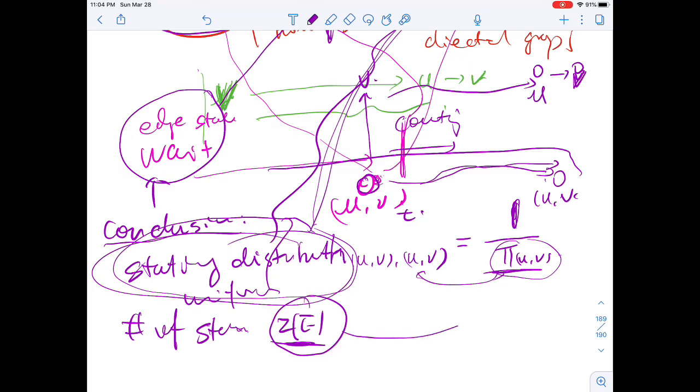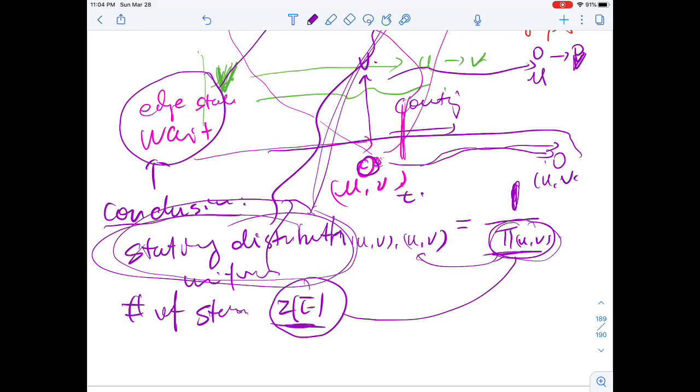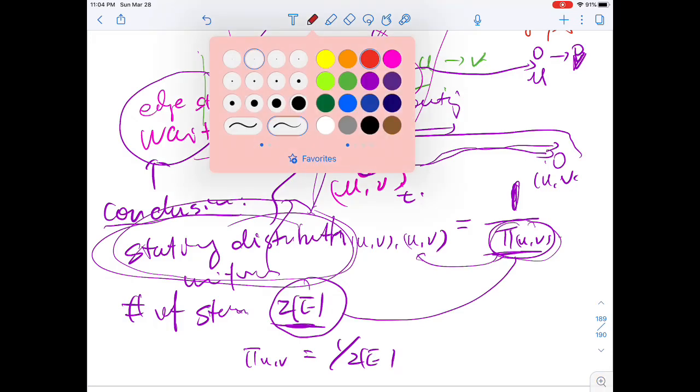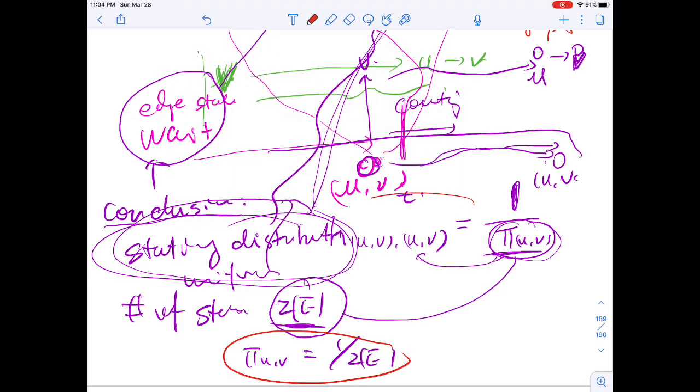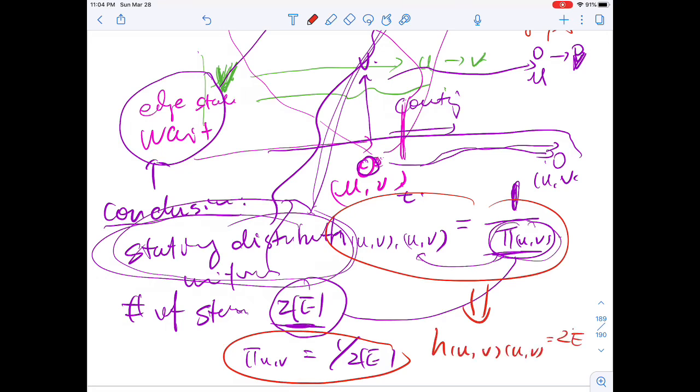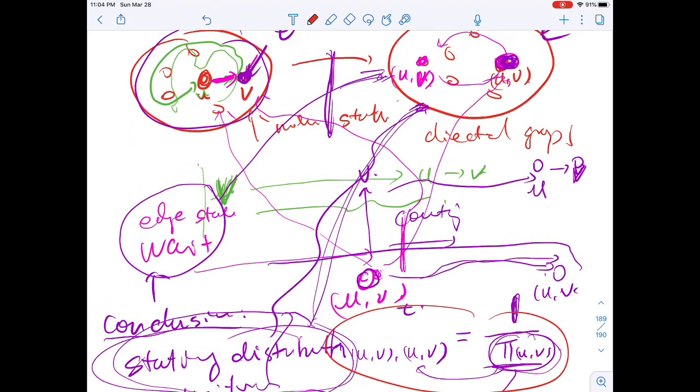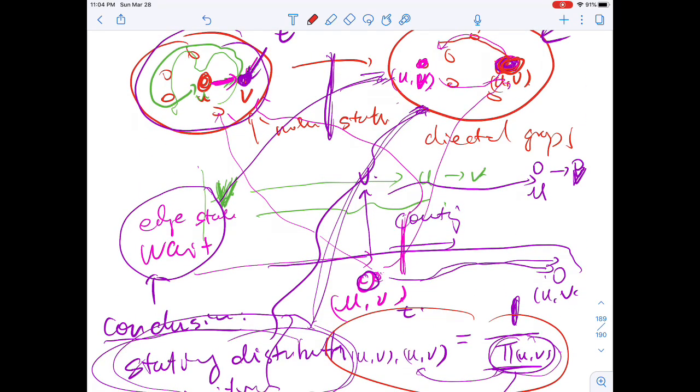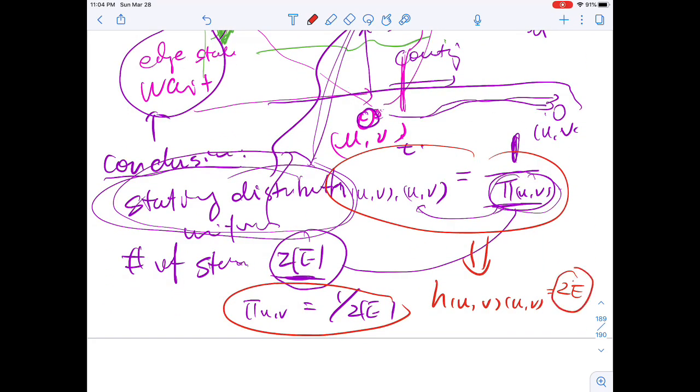So that 2e gives information about pi UV. More specifically, pi UV is actually 1 over 2e, right? If you look at these 2 equations, you can imply that HUV is going to be 2e. HUV means that if I start with this state, I travel again, and then what's the expected time for me to hit back the state? It's going to be 2e.